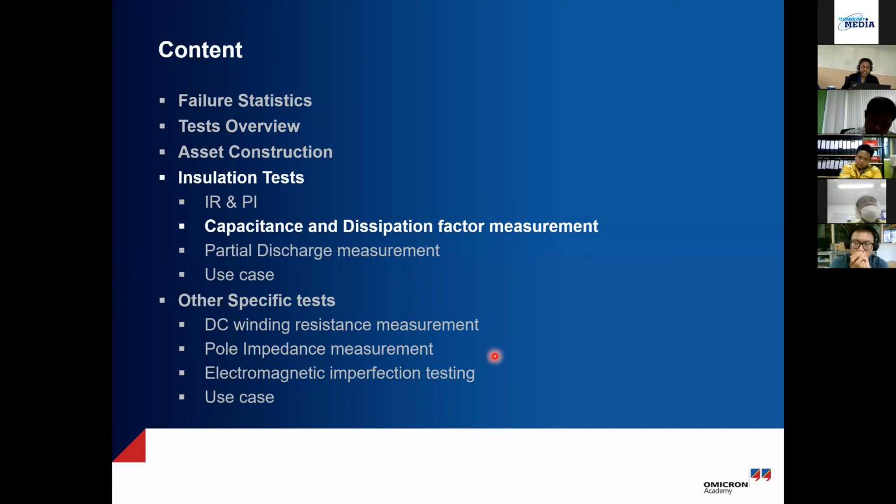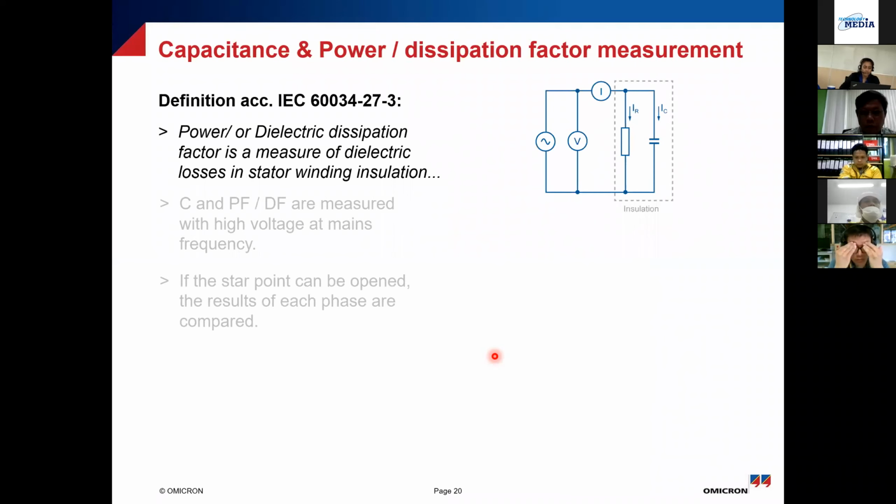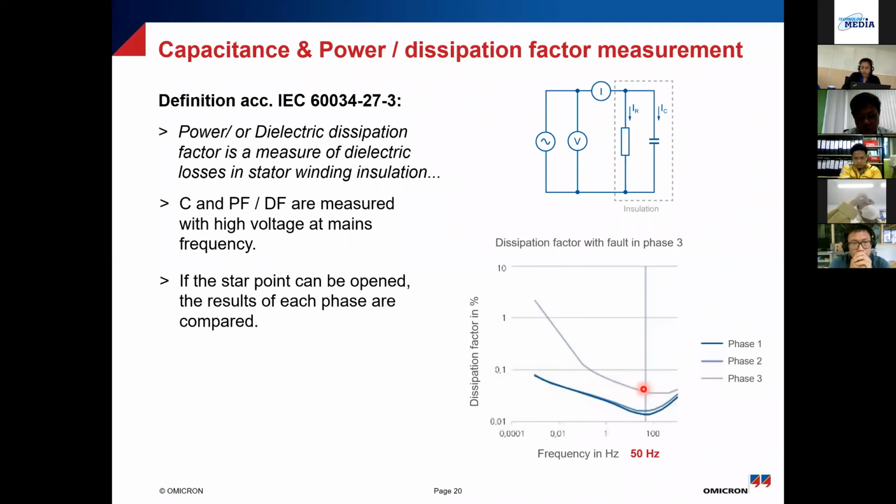So the next test that we come to is the capacitance and dissipation factor. I won't go into the theory of this. Yes, we are treating the model as an R and C parallel circuit. And what I would like to show here is there are two results that are extremely important from capacitance and dissipation factor measurement. So capacitance definitely is one value that you're getting. And if the capacitance changes, that means there's some change in the geometry. But from the dissipation factor perspective, 50 hertz just gives you one value. Yes, you can compare between phases. And like in this case, you can see for phase 3, the dissipation factor is relatively high as compared to the other two phases.